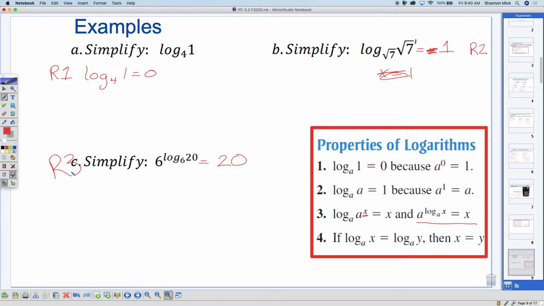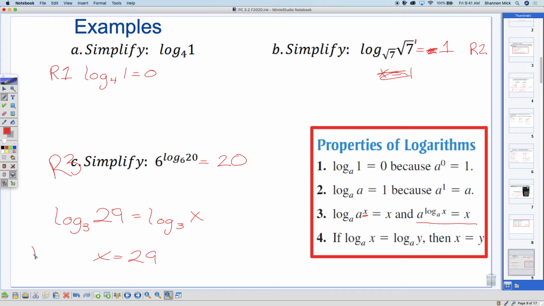And I didn't give you one for 4, so let's see. Log base, give me some weird base. 3. Oh, that wasn't weird. We'll do 3 to the 29 equals log base 3 of x. X equals 29.